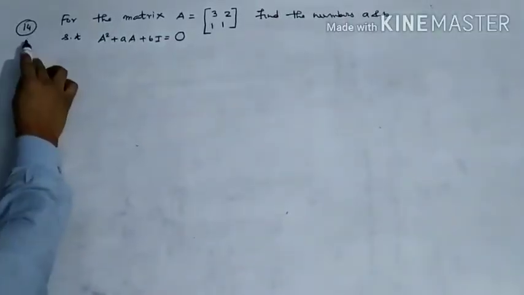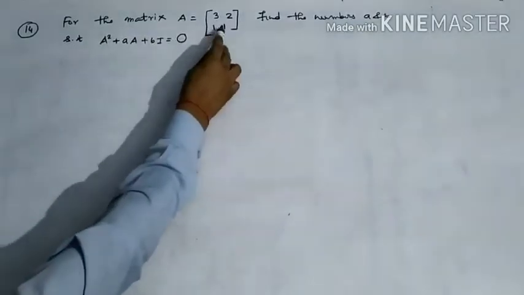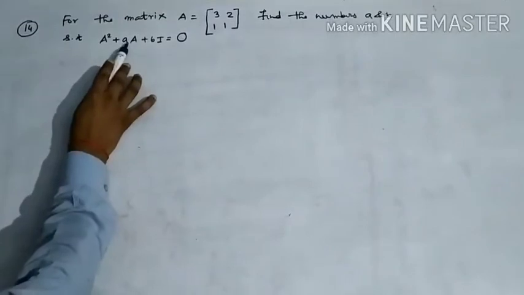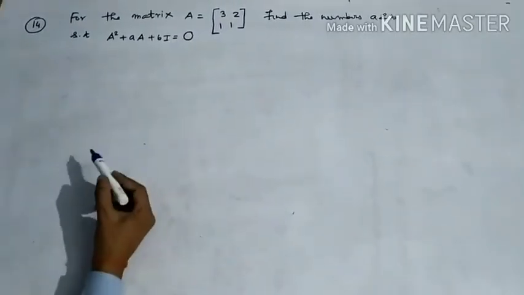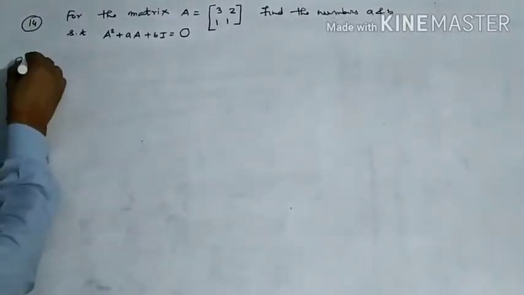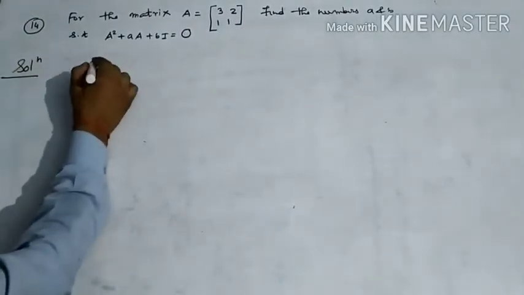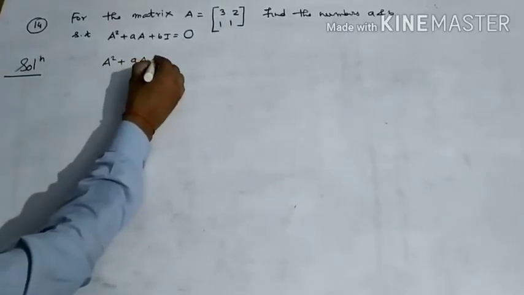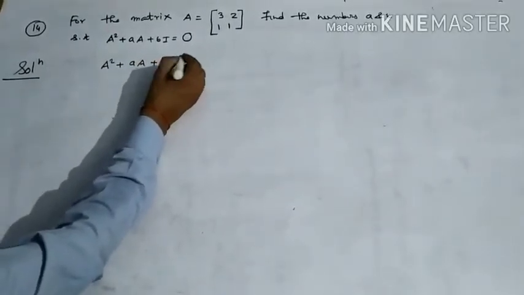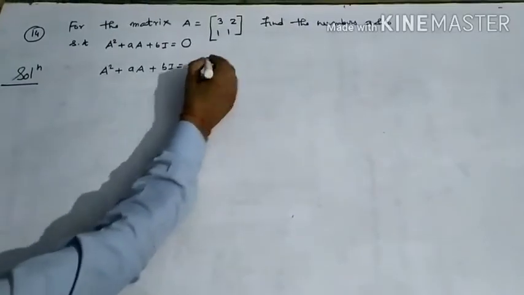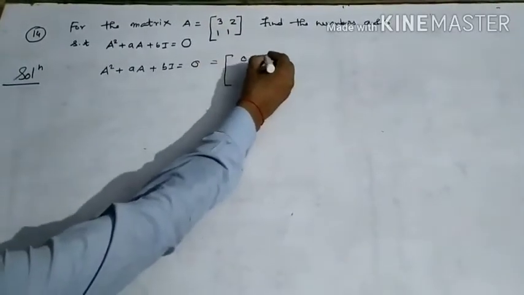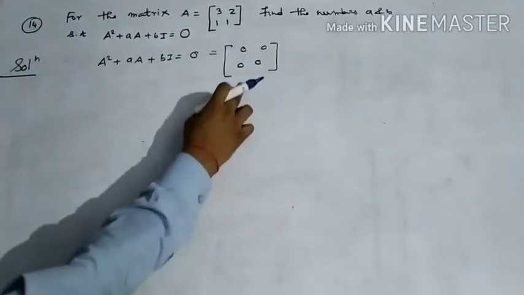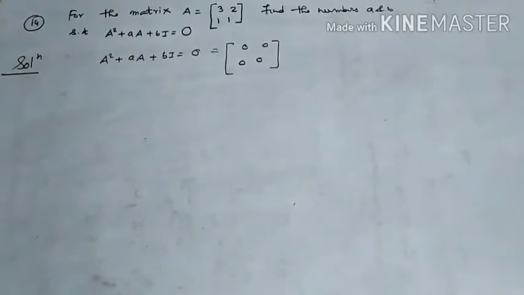Now you have to see, this is problem number 14. For the matrix given here, find the numbers a and b such that A square plus aA plus bI is the zero matrix. So solution: you have to see for finding the numbers a and b. Since this is given, A square plus aA plus bI is the zero matrix, this is equal to simply 0 0 0 0, because the order of the matrix is 2 by 2, so the zero matrix is also 2 by 2.